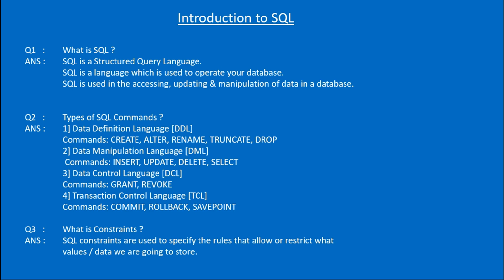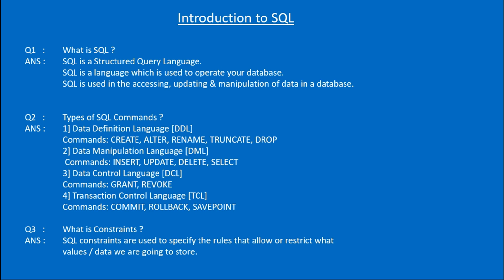So next, what are the types of SQL commands? There are mainly 4 types of SQL commands. First is the data definition language, and the commands are create, alter, rename, truncate and drop. Second is data manipulation language, and the commands are insert, update, delete, select. Third one is data control language, the commands are grant, revoke. Fourth one is the transaction control language, and the commands are commit, rollback and save point.